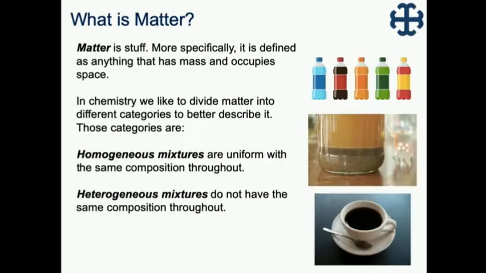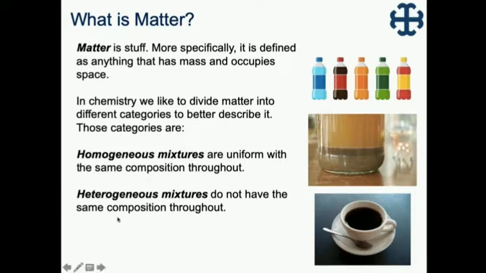Okay. Another way we classify substances in chemistry, or classify matter, are as mixtures. And so we can have a homogeneous mixture, and those are uniform with the same composition throughout. Something like soda pop is a good example where we have a mixture that you can't really tell what the separate parts are, despite there being multiple parts coming together into a mixture.